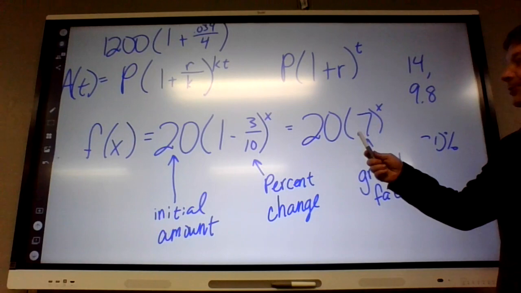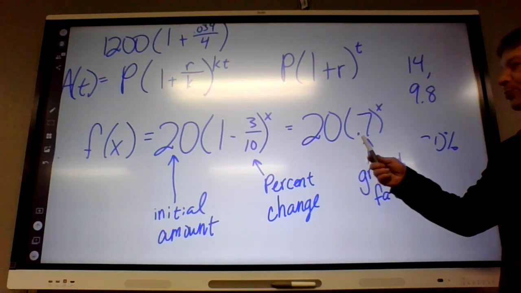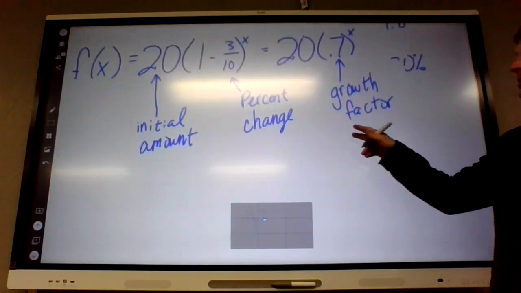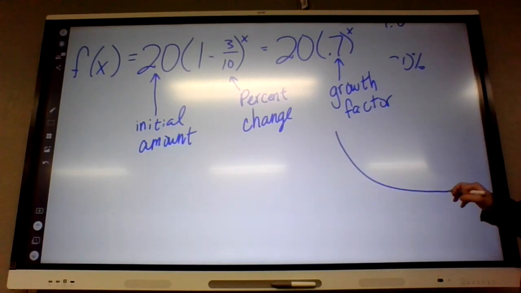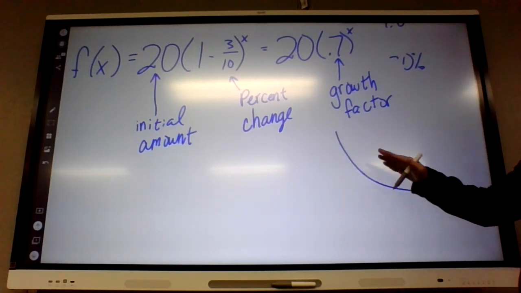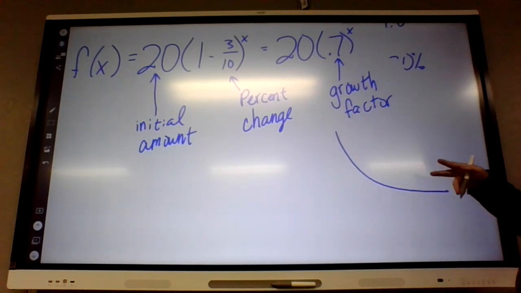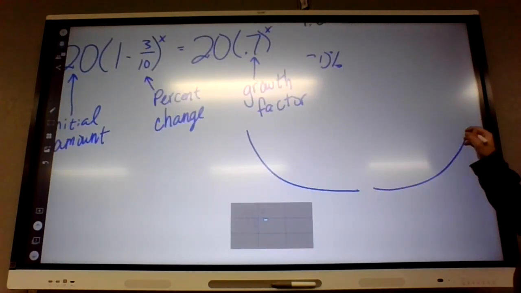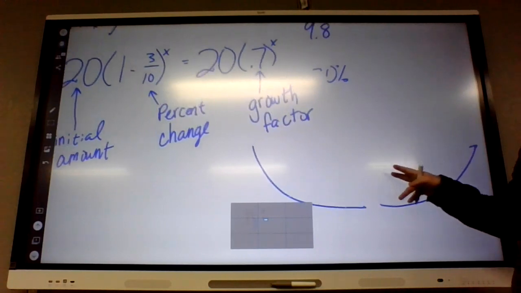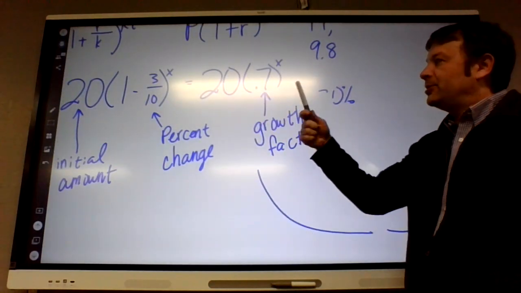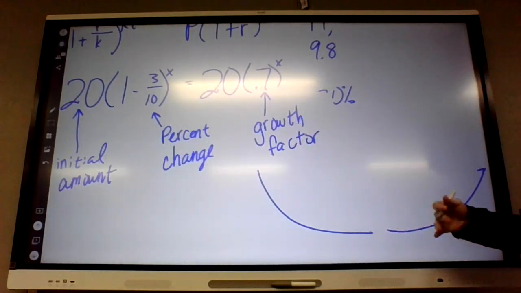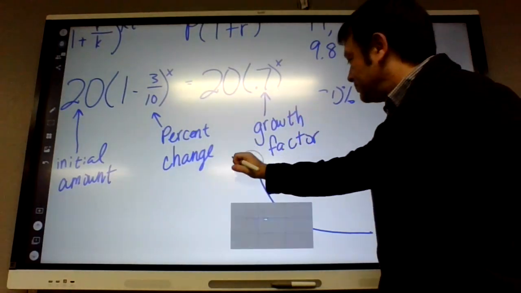So if this value in the parentheses is less than 1, it's not going to be exponential growth, it's going to be a decay. Kind of like those graphs we did yesterday where they went down. So this is exponential decay, and yesterday we also graphed exponential growth. So if the value inside the parentheses is greater than 1, it's going to make it grow, and that's called exponential growth.